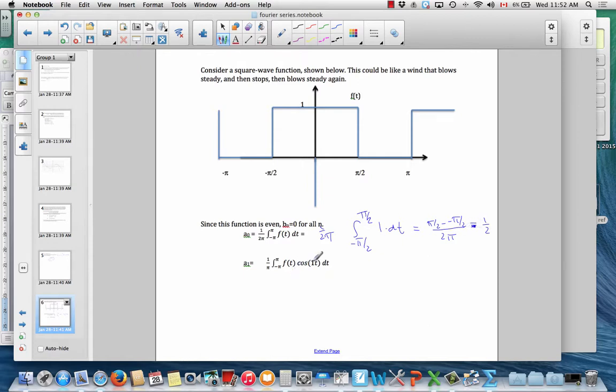Next, let's get the a1 term. So now we're integrating with respect to cosine 1t. Well, again, integrating from minus pi to pi, it's 0 everywhere, but from minus pi over 2 to pi over 2. And there the function is just 1. So we just end up integrating cosine over that. Now the antiderivative of cosine is sine.